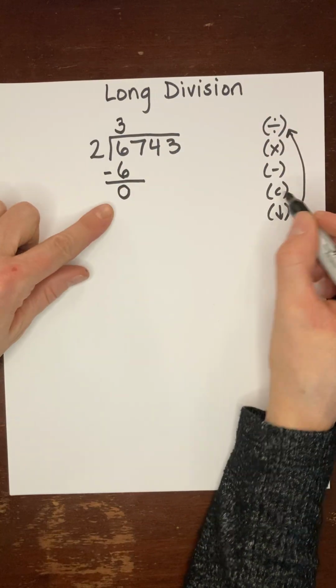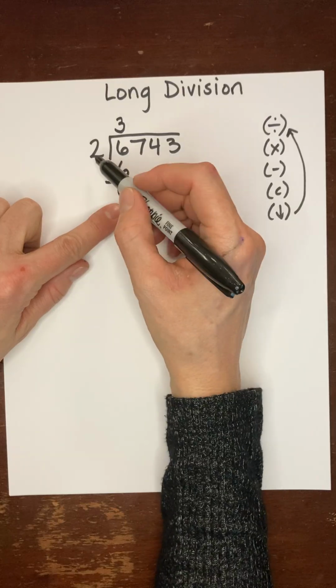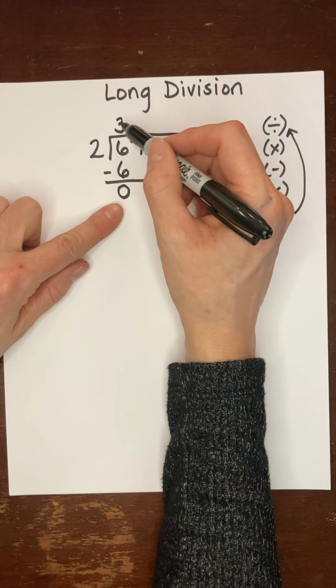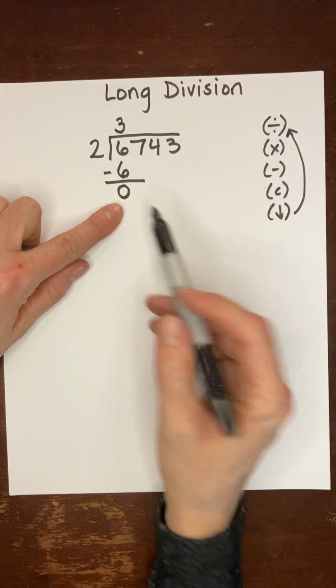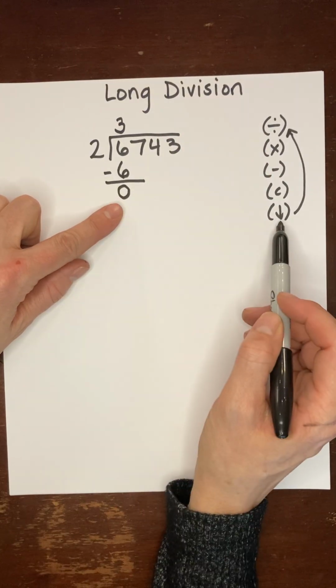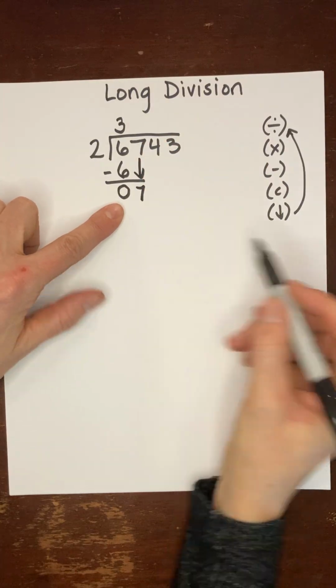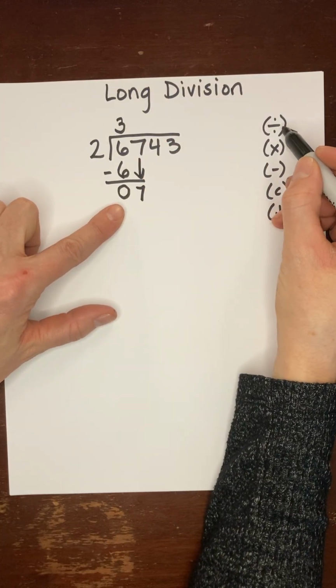Now we're going to compare. This number here has to be less than this number here. If it is equal to or greater, it means our first number here was wrong. It wasn't big enough. But we're okay here. It's less, so we can carry on and bring down. Let's bring down the 7. Okay, now we're going to go right back up to the top and start with division again.